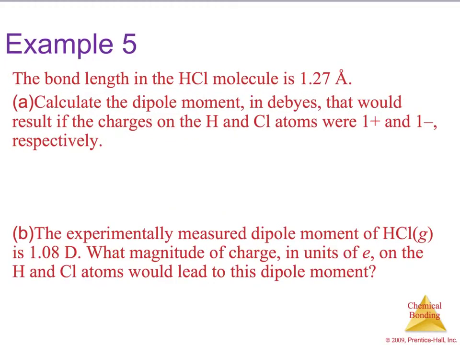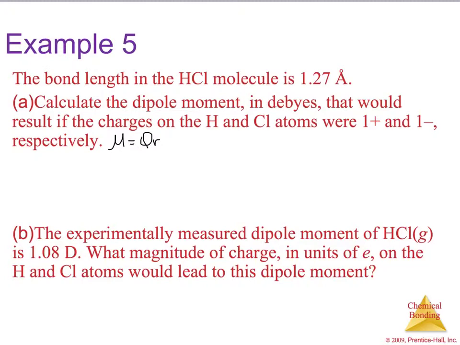Now example 5 says the bond length in the HCl molecule is 1.27 angstrom. We want to calculate the dipole moment in Debye that would result if the charges on the hydrogen and chlorine atoms were plus and minus 1 respectively. So the first thing we're going to do is use the equation mu equals Q times r, and the charge, being plus or minus, is going to come from the electron. So that's our Q value.